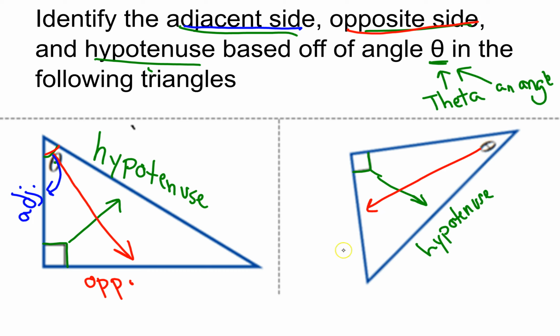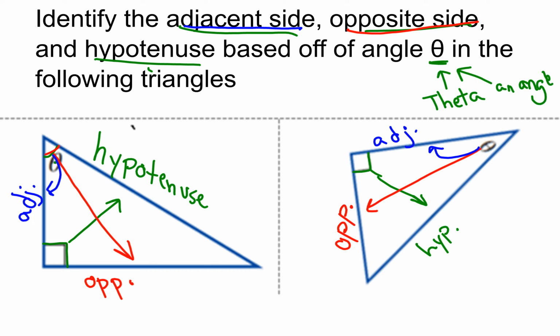Opposite's going to be across the triangle. And then whatever side's left, in this case this side, that has to be my adjacent because I've used all my other sides. And also, guys, if you want, you can abbreviate hypotenuse as HYP. So that's really the basic skill you guys need to have.